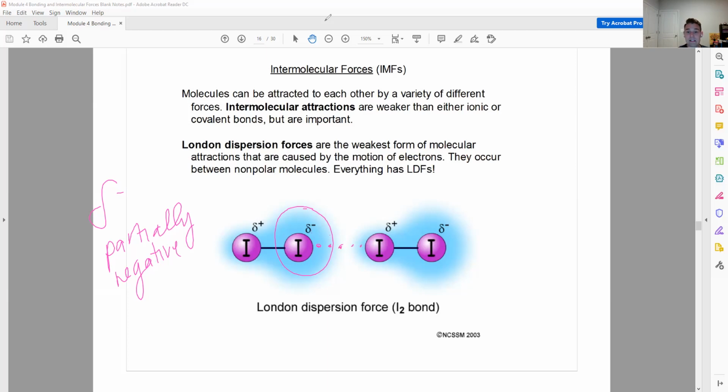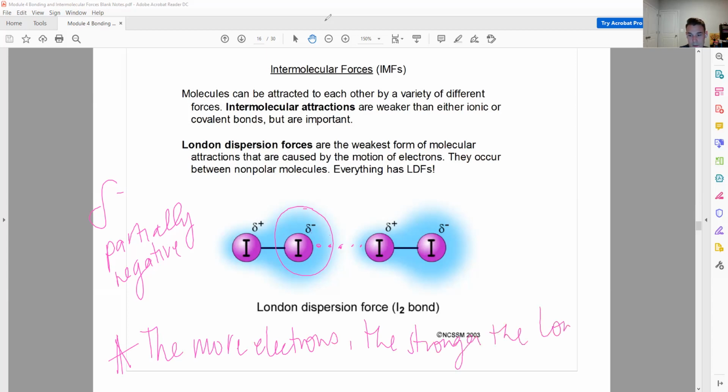So everything has London dispersion forces. If you're a nonpolar molecule, you only have London dispersion forces. And if you're comparing things that just have London dispersion forces, how do you know which one's going to have stronger London dispersion forces? The more electrons, the stronger the London dispersion forces.